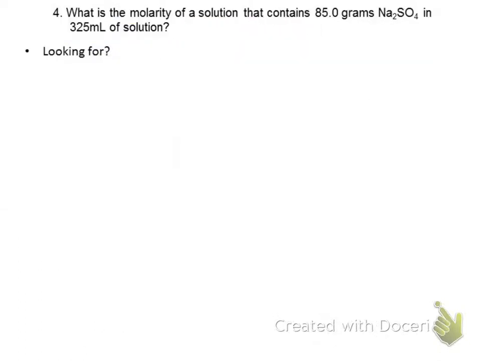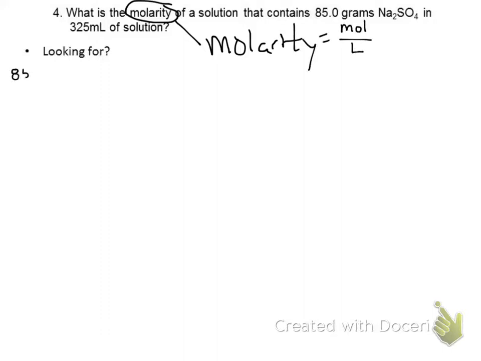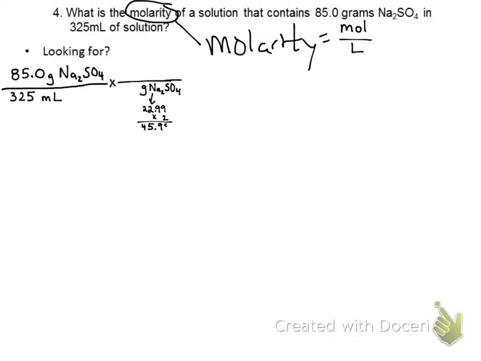All right, next one. What is the molarity of a solution that contains 85 grams of sodium sulfate in 325 milliliters of solution? Again, we're looking for molarity. You've got to write down what molarity means. It's moles over liters, and that's what we're looking for. Again, what's the closest thing to moles? The grams. And what's the closest thing to liters? That's the 325. Now, the next thing is you need to convert. We're converting from grams into moles, so we're going to figure out the molecular mass again.